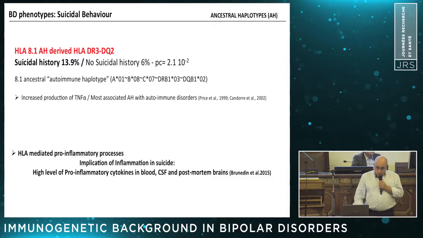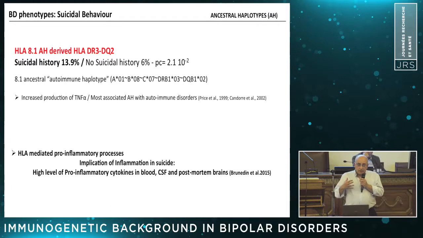We also observed association with suicidal behavior or history of suicide, and we found the same autoimmune pro-inflammatory haplotype associated with suicide. This could also be explained by a lot of literature showing a real intertwining between inflammation and suicide.